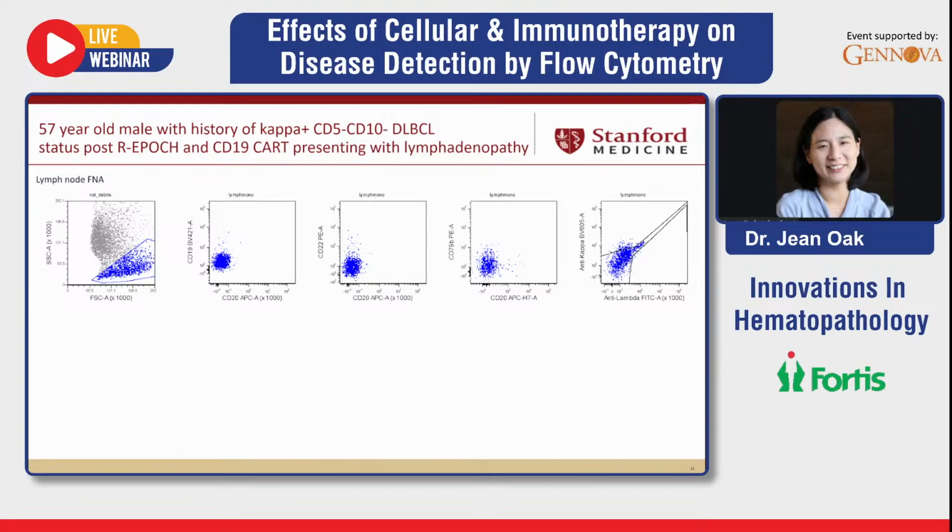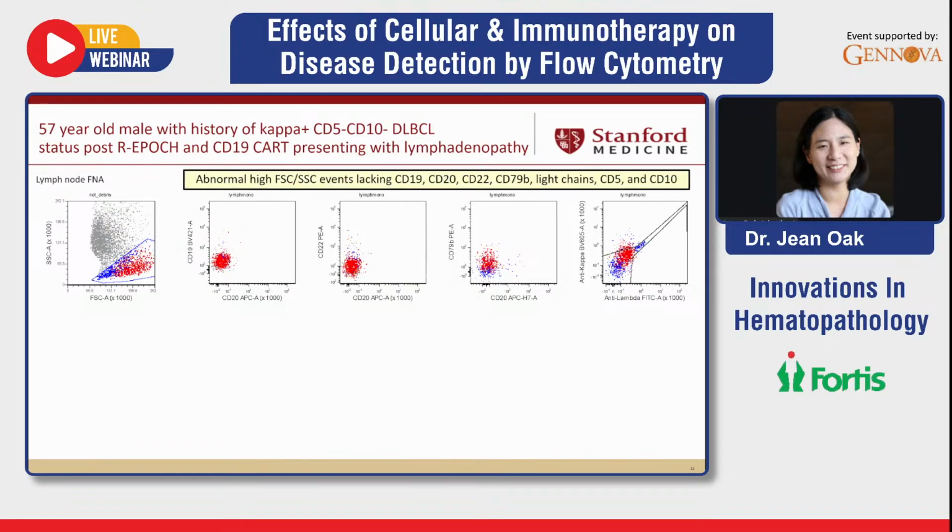What you can see here on the forward and side scatter plot is clearly an increase in large cells. If you highlight those, unfortunately, you don't see expression of any B cell antigens, right? It's negative for 19, 20, 22, and 79B, and it is not even expressing kappa or lambda, right? And we know that the DLBCL before was CD10 negative.